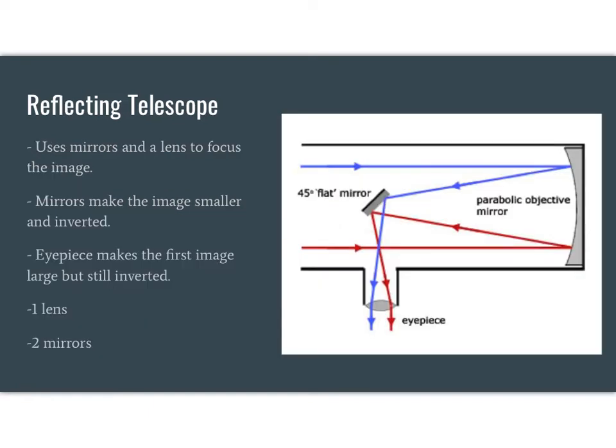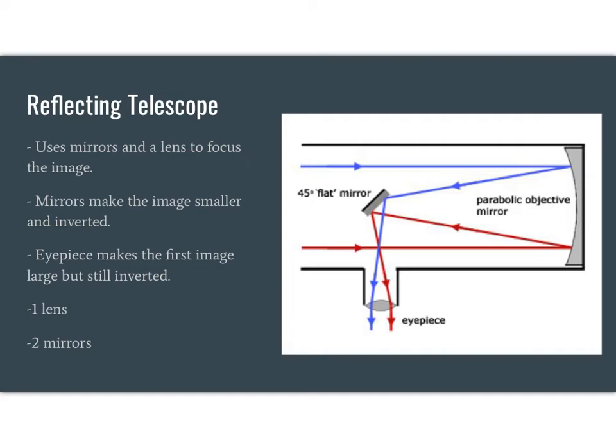Okay, so let's take a look at this reflecting telescope. Reflecting means we're using mirrors at this point. Mirrors tend to be a lot cheaper than lenses, so those of you with glasses probably know this. So we use mirrors and a lens in order to focus the image. Because they're cheaper, we're able to build these in much larger sizes.